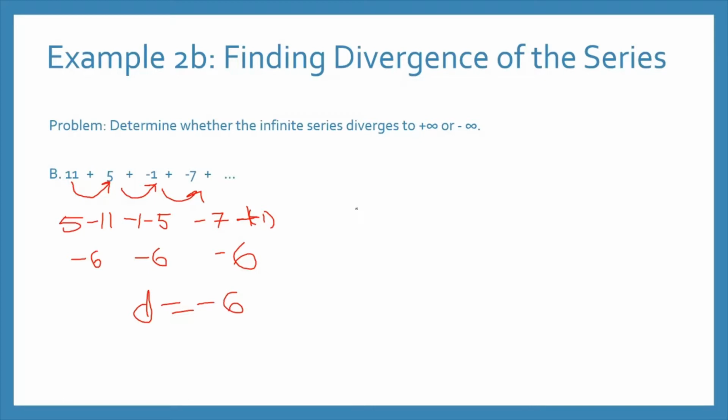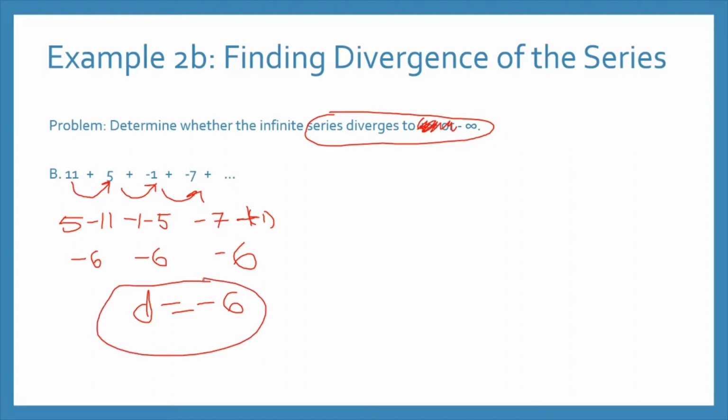So then the series, I'll just circle here, the series diverges to, actually we will erase that, it's a little better for you. So the series diverges to, we'll just circle it right here, the series diverges to negative infinity because our d value is negative.